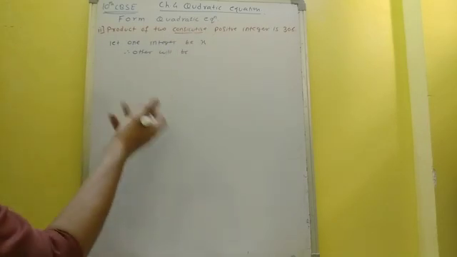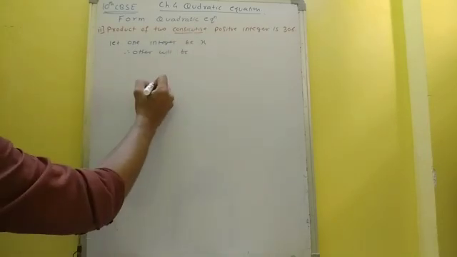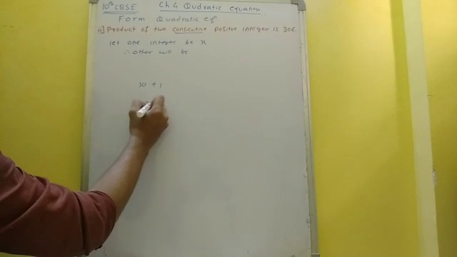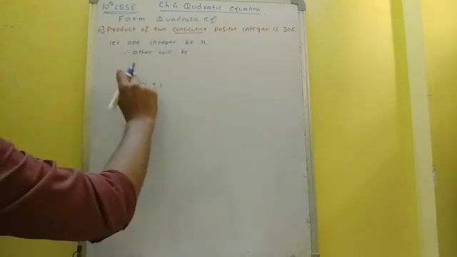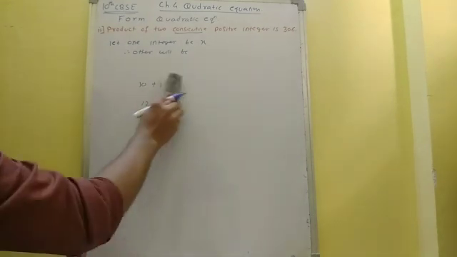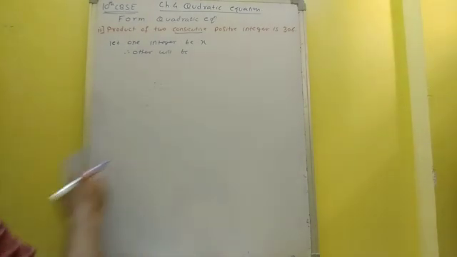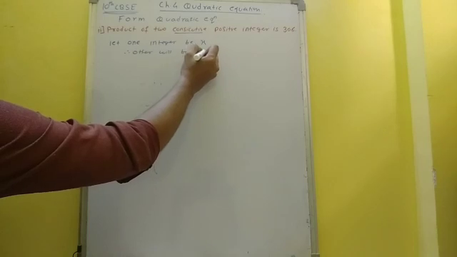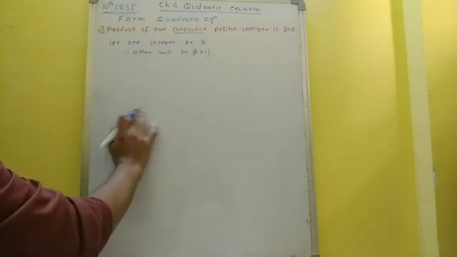See, integer is nothing but number. If it is 10, the next number will be plus 1. If the first integer is 12, the other will be 12 plus 1. So if one integer is x, therefore the other will be x plus 1. Okay? Now what is the question?